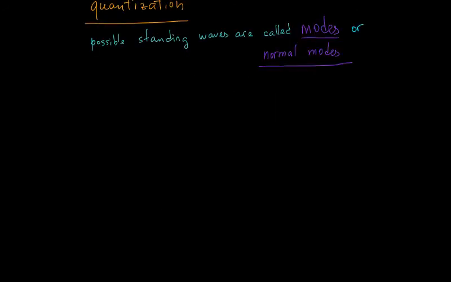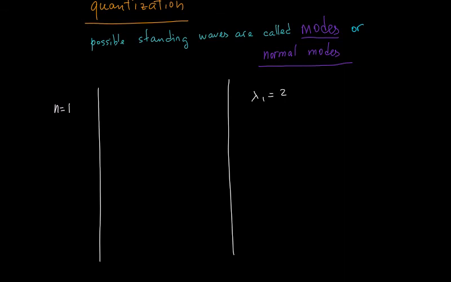Now, to visualize these normal modes, let's draw the first mode, the second mode, the third, and maybe the fourth one. When n equals 1, we have the first mode, our λ1 equals 2L over 1, and the frequency equals v over 2L. It will look like this: only one loop, two nodes at the ends.